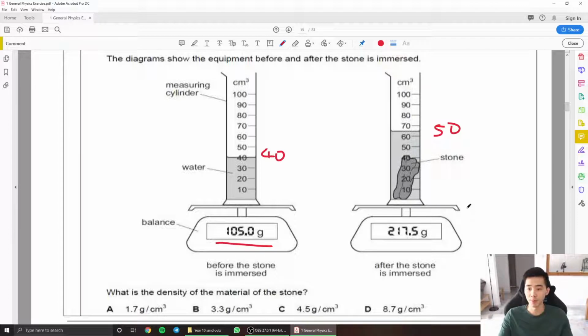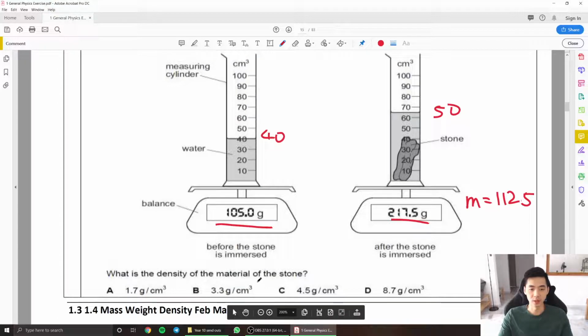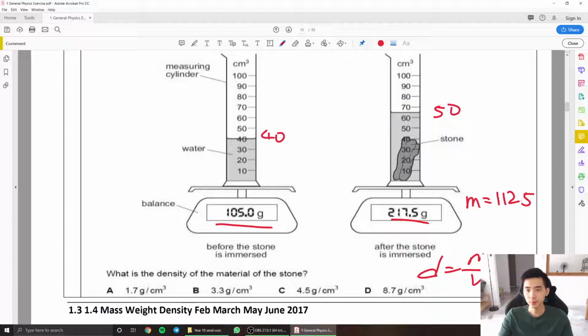So in order to find the mass of the stone, it is basically 217.5 minus 105. In this case, it will be 112.5. What is the density of the material of the stone? Density's formula is mass over volume. The volume will be 65 instead, guys. It will be 112.5 divided by 65, and you should be able to get a final answer of 1.73 if you did the calculation properly.